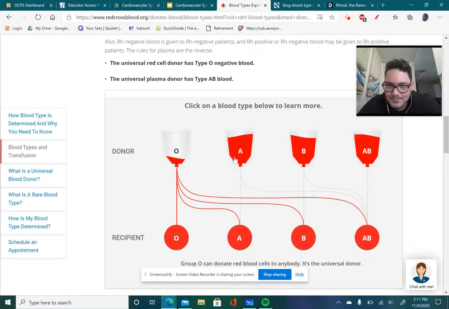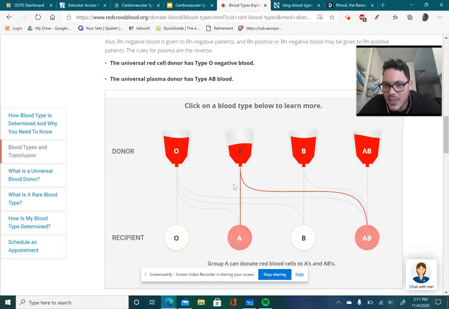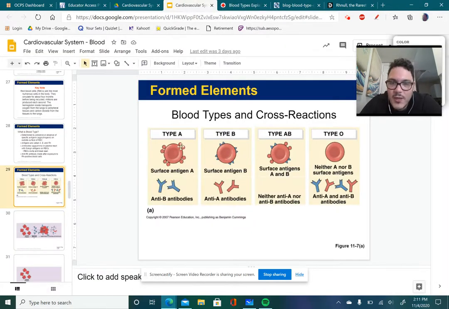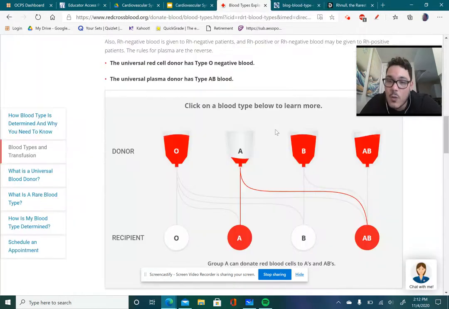What about type A? Type A, as you can tell, will be able to give blood to other A's, as expected. But type A can also give to other ABs. Why does that work? Well, if you look at this picture here, type A is the circles in red, while type AB still has those circles in red. It doesn't matter that AB also has the triangles. Your body's not going to respond to that. Your body's just going to see, hey, this new blood that you're receiving has the stuff that we can recognize. We're good. No problem. So because the A's match, you're fine.